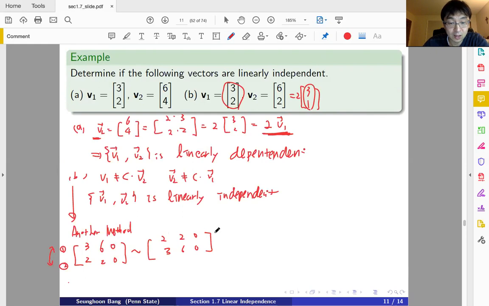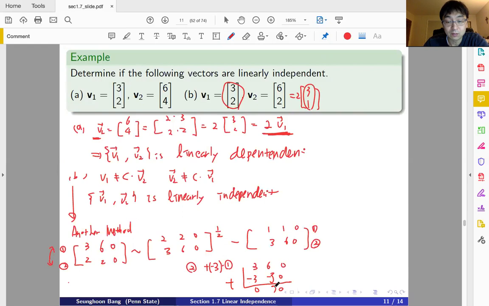Then scaling: the first row times 1 over 2, we have 1, 1, 0, 3, 6, 0. This is the first row and the second row. So how can I make the 3 zero? The second row plus negative 3 times the first row. So we have 3, 6, 0. Negative 3 times the first row is negative 3, negative 3, and 0. And add it. So we have 0, 3, 0. So we have the echelon form 1, 1, 0, 0, 3, 0.